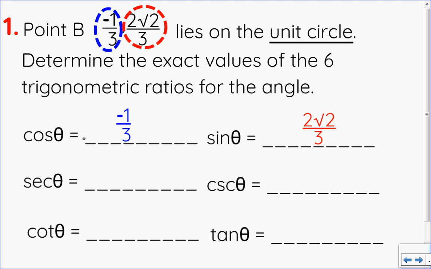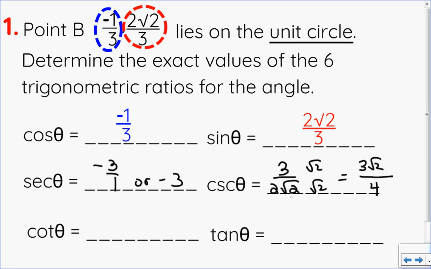So cosine is -1/3. Secant is the reciprocal of cosine, and that would just be -3/1 or just -3. If sine is 2√2/3, cosecant is the reciprocal of that, which is 3/2√2. Now we do need to rationalize our denominator, so I will multiply top and bottom by √2, and I will get 3√2 all over 4. 2√2 times √2, those √2's make √4, which is 2, multiplied by the 2, which is 4. That's how I got that.